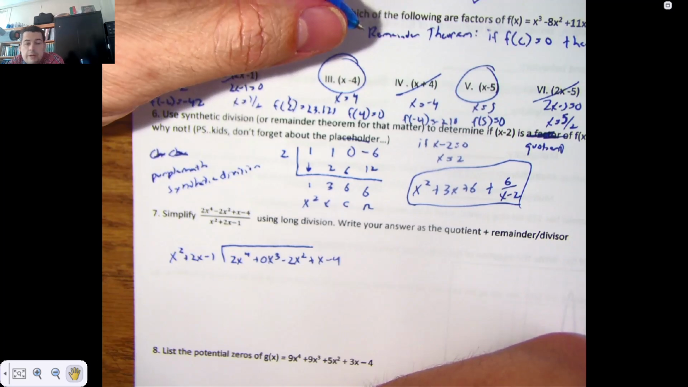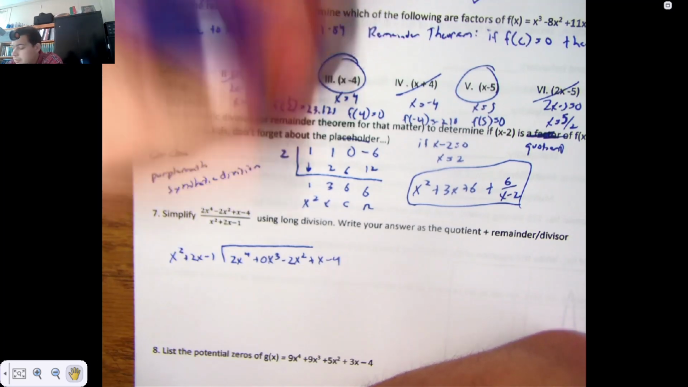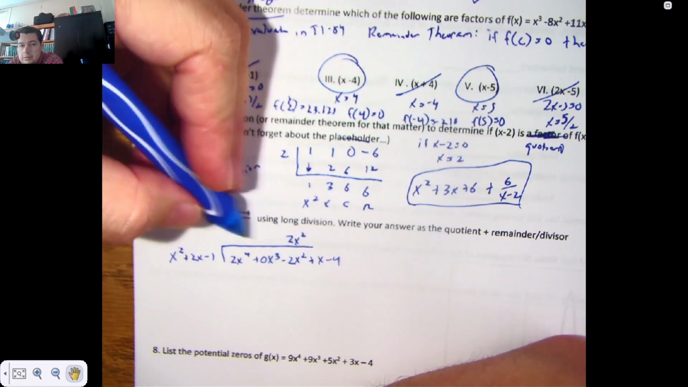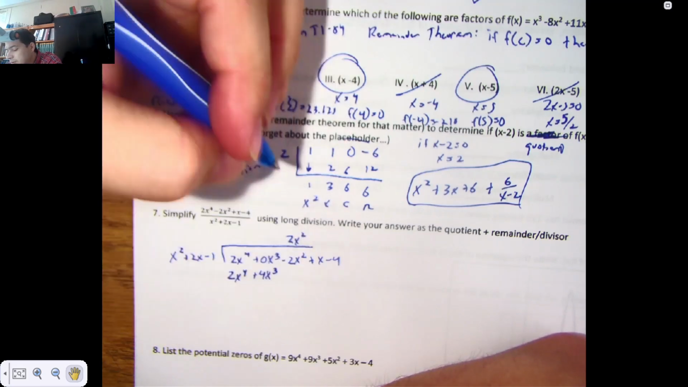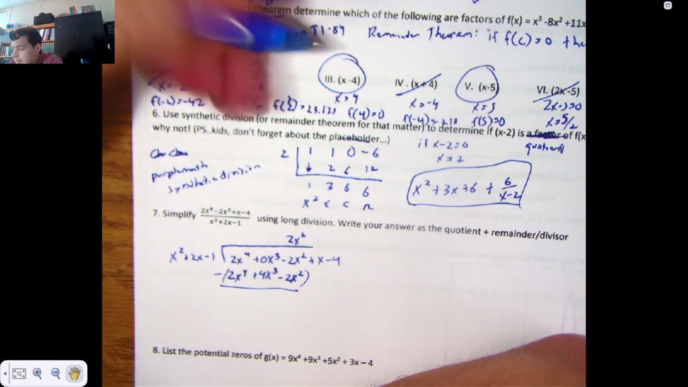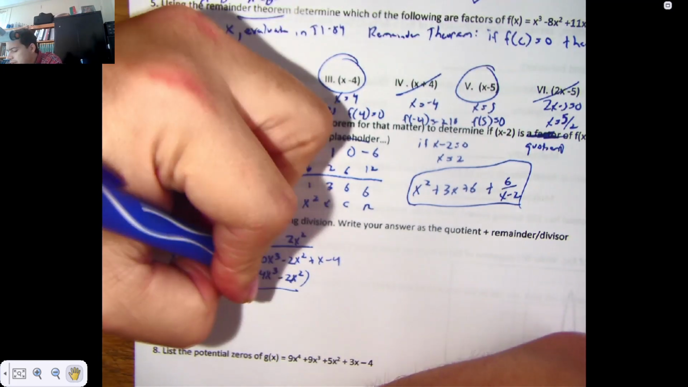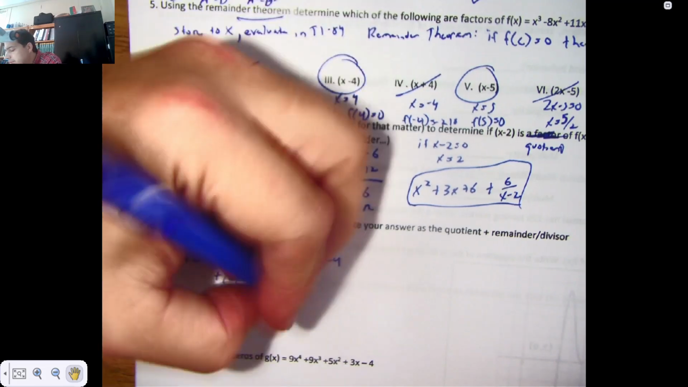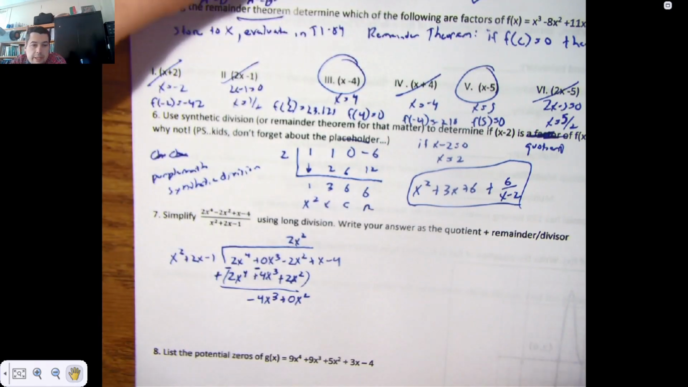And I'm going to turn x squared into 2x to the 4th by multiplying by 2x squared. And then I'm going to distribute. 2x to the 4th plus 4x cubed minus 2x squared. Subtract. Subtracting, by the way, is addition of the opposites. That's what subtraction is. There will be no x fourth. There's a negative 4x cubed, and there are no x squareds, right? Because they canceled out.